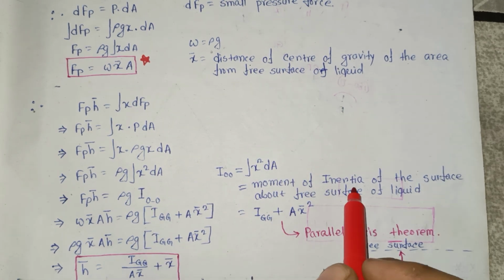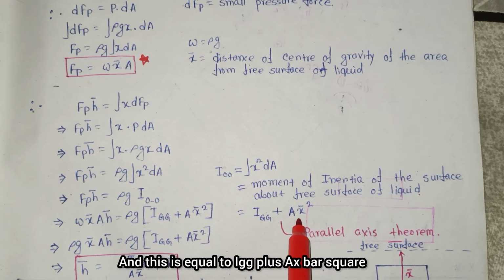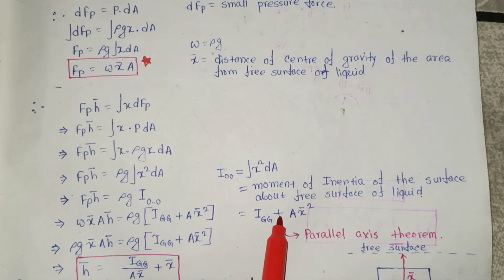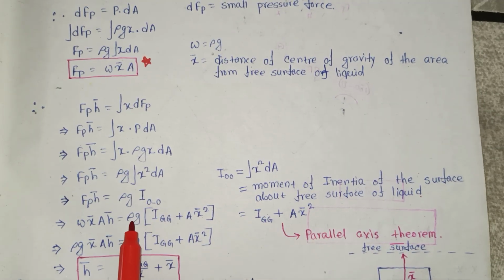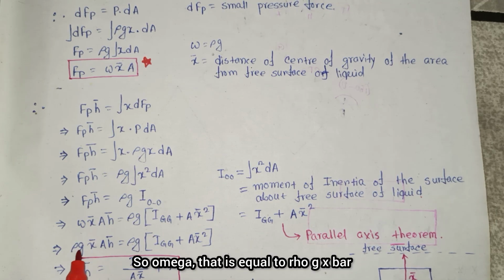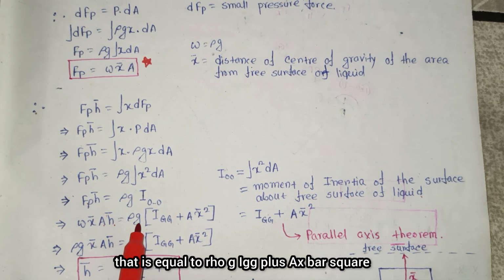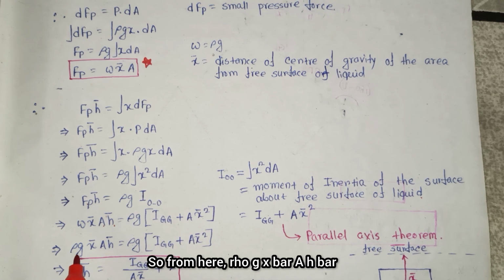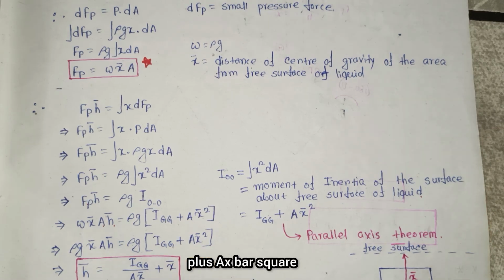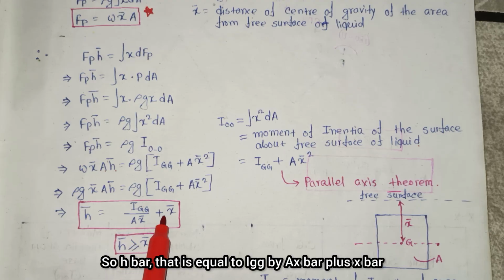So I0 is the moment of inertia of this surface about the free surface of the liquid, and this is equal to IgG plus A x bar square. This is from the parallel axis theorem. Remember, I0 is equal to IgG plus A x bar square. So from here rho g, so omega is equal to rho g x bar, so FP is omega x bar into area. So omega x bar into area into h bar is equal to rho g times IgG plus A x bar square. So rho g x bar A h bar is equal to rho g times IgG plus A x bar square. The rho g cancels out, so h bar is equal to IgG by A x bar, plus x bar.